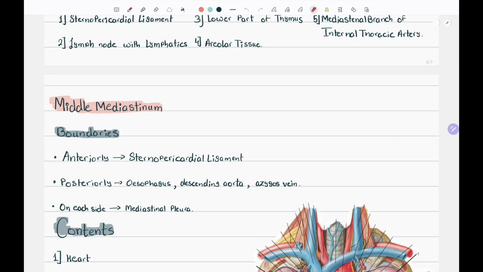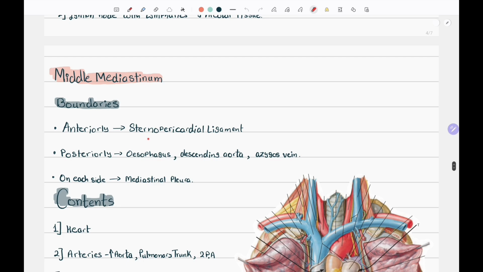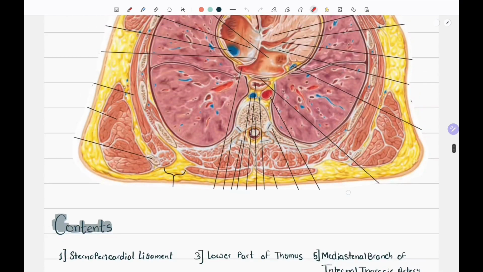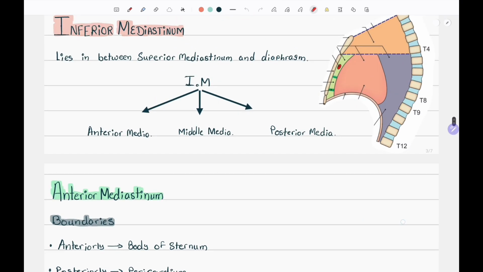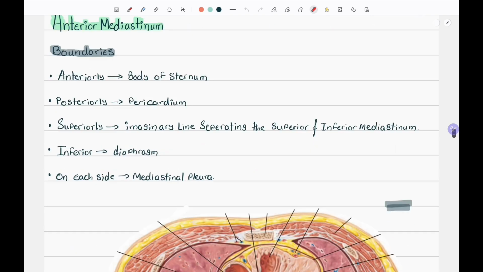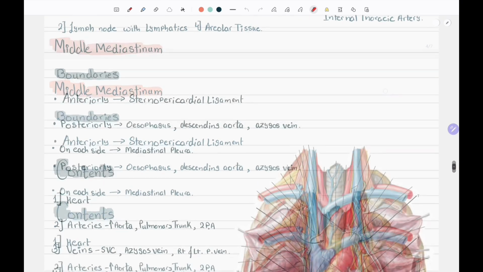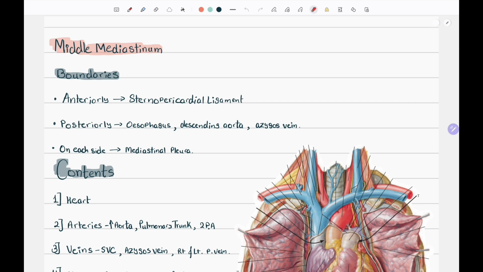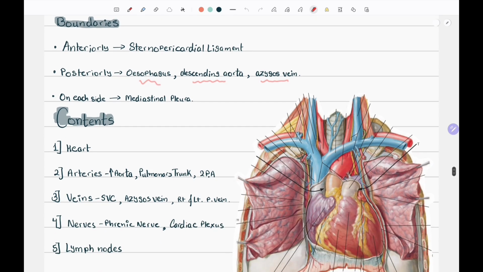Now coming to the middle mediastinum, starting with its boundaries, it's anteriorly by the sternopericardial ligament. As I have already told you, this is my sternopericardial ligament, and this space is our middle mediastinum, anterior by the sternopericardial ligament. So posteriorly, its boundaries are the esophagus, descending aorta, and azygos vein.